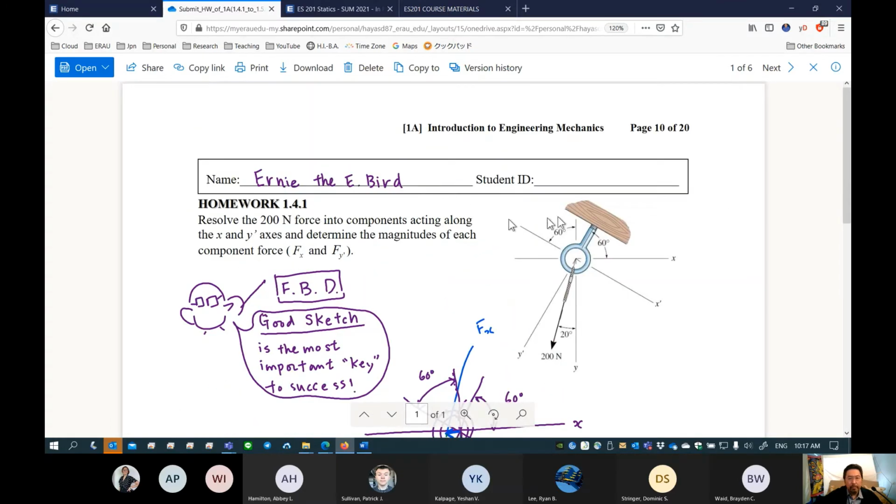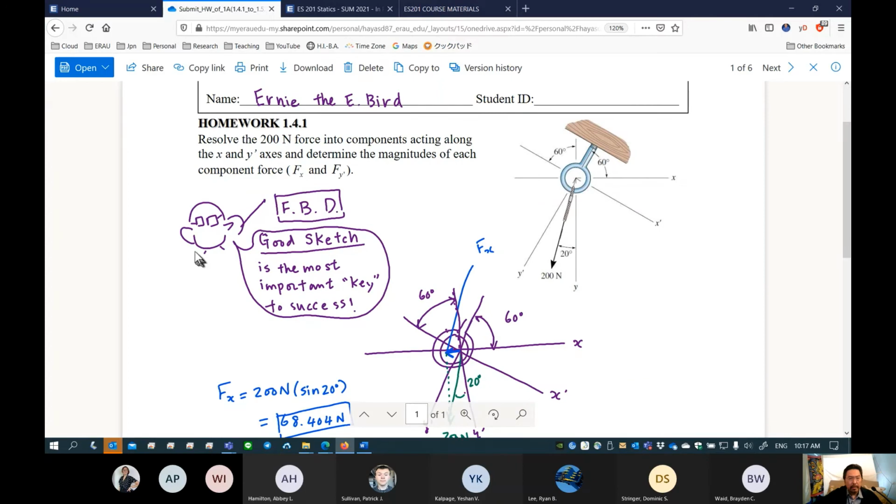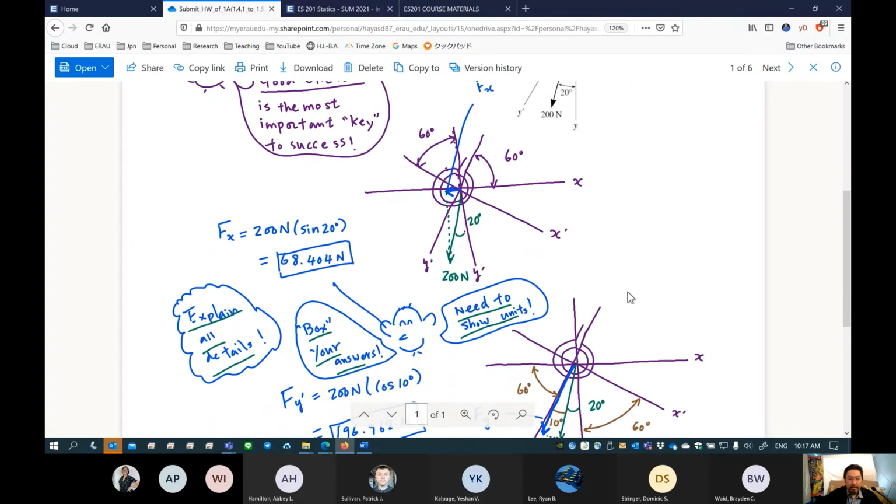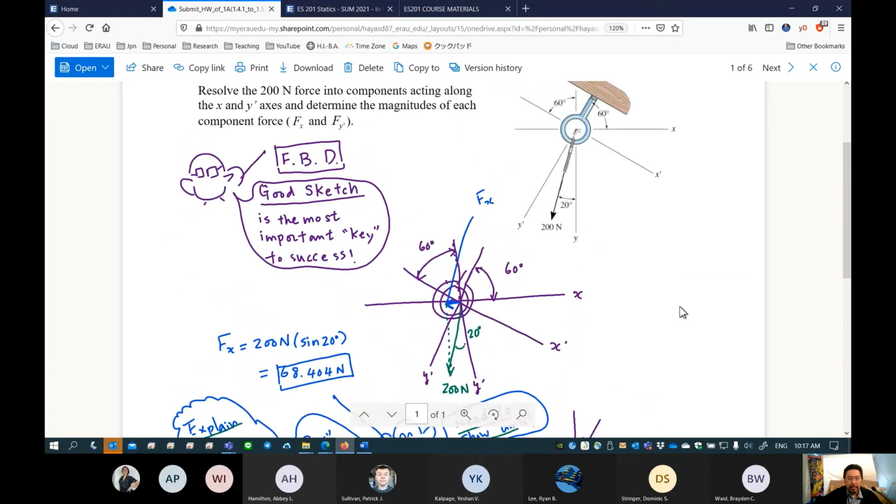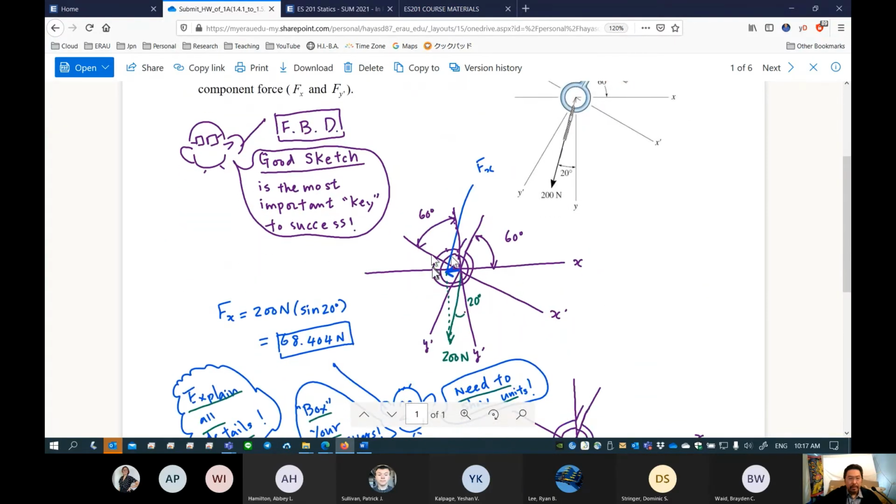This is homework 141. Looks like this Ernie is using a digital device to solve the problem. And then Ernie said, man, I'm not going to recommend that. This is a nightmare.